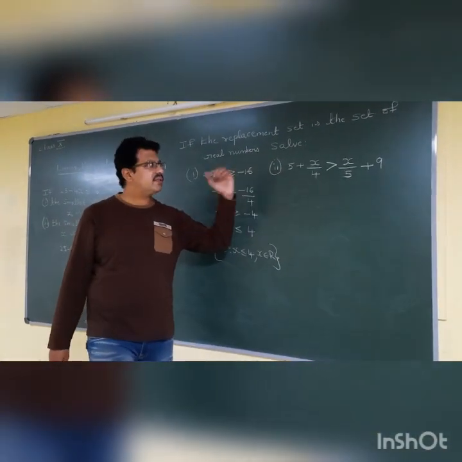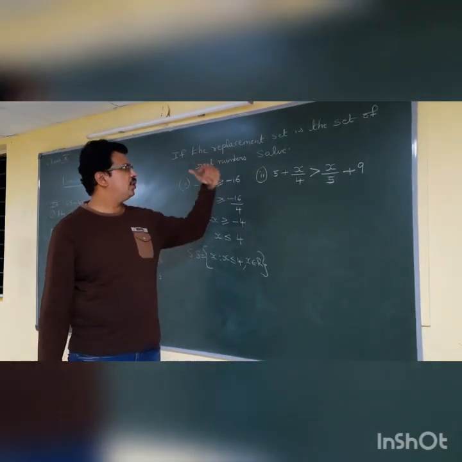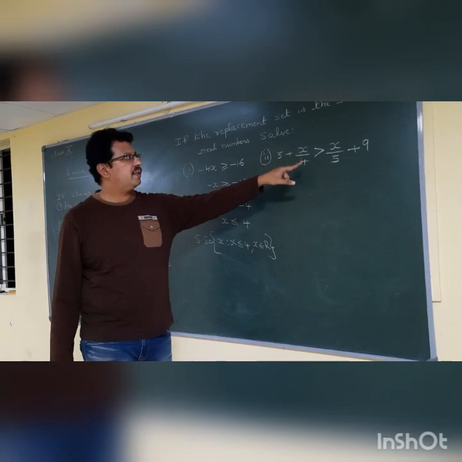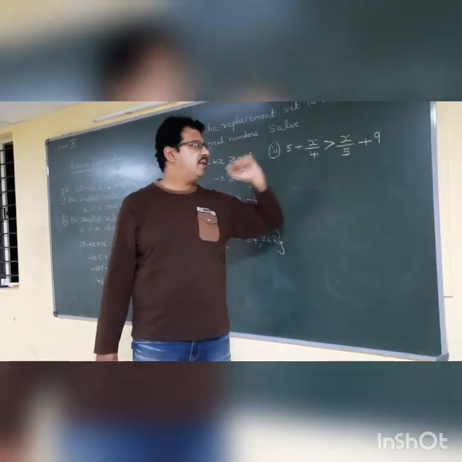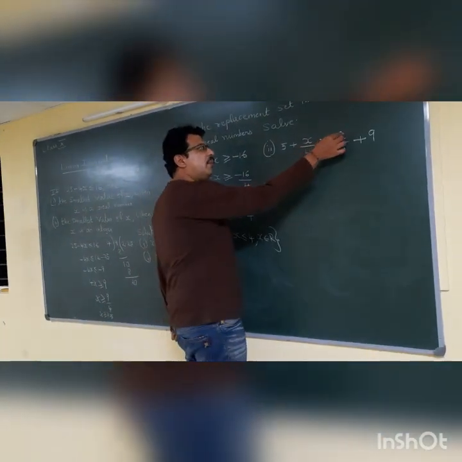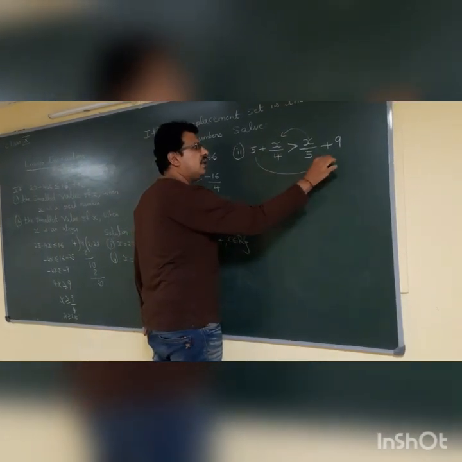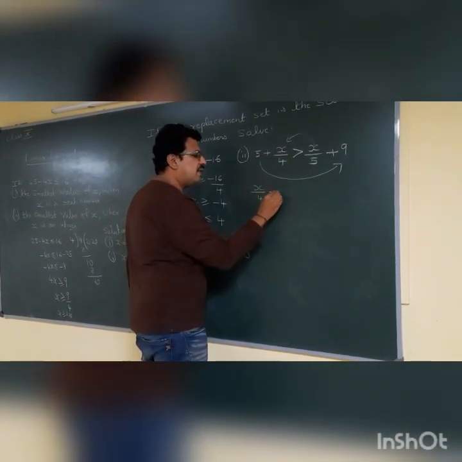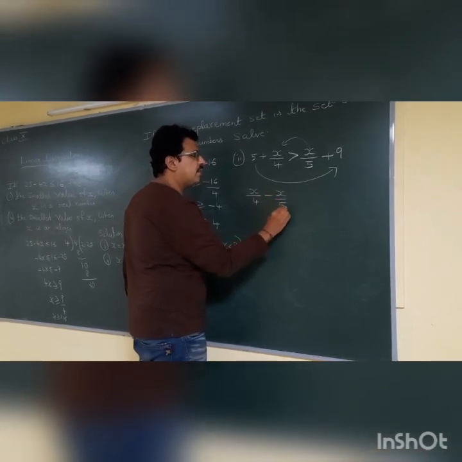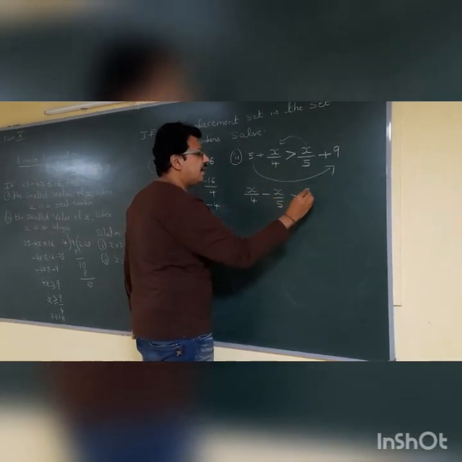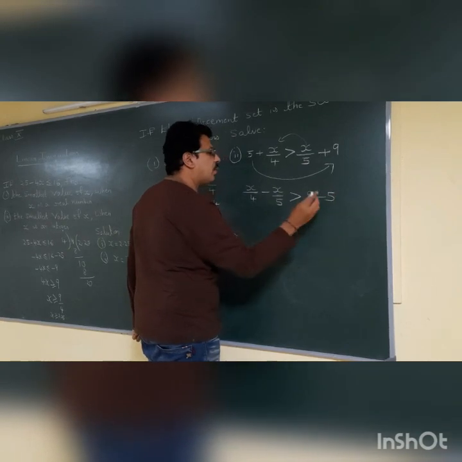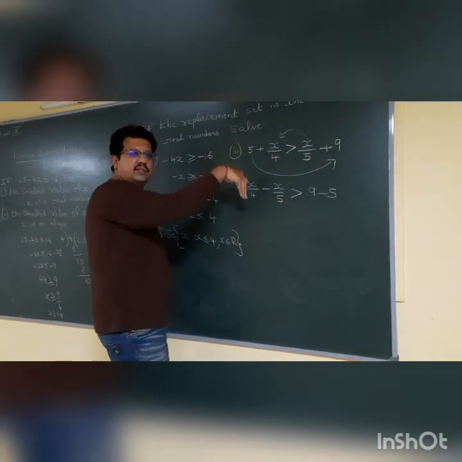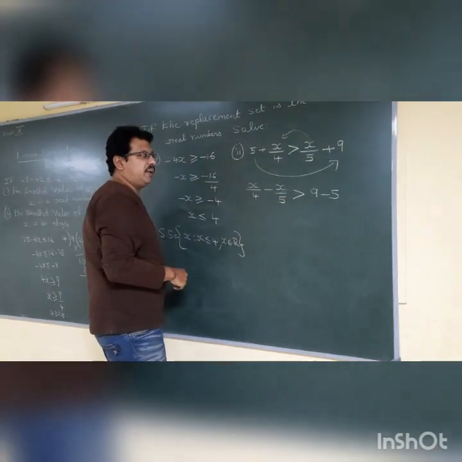So let us go for the next problem. It is the same question: the replacement set is a set of real numbers. So 5 plus x by 4 greater than x by 5 plus 9. Bring all the variables to one side and all the numbers to the other side. x by 4 minus x by 5 greater than 9 minus 5. I just brought the 5 to the right hand side, it becomes minus 5, and x by 5 to the left hand side becomes minus x by 5.